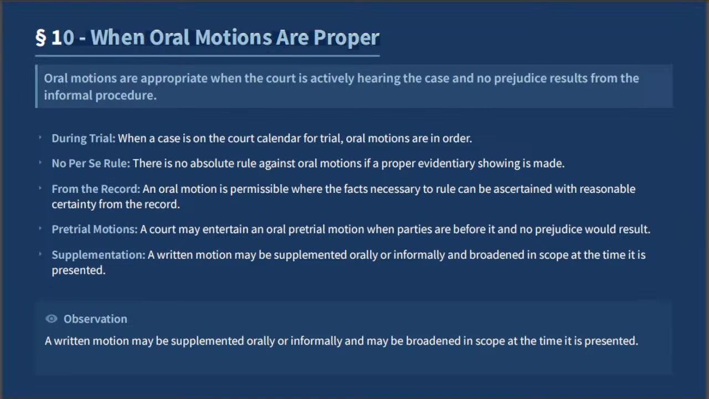When oral motions are proper: oral motions are appropriate when the court is actively hearing the case and no prejudice results from the informal procedure. During a trial, when a case is on the court calendar for trial, oral motions are in order. There's no per se rule. There is no absolute rule against oral motions if a proper evidentiary showing is made. Again, supporting evidence. From the record, an oral motion is permissible where the facts necessary to rule can be ascertained with reasonable certainty from the record.